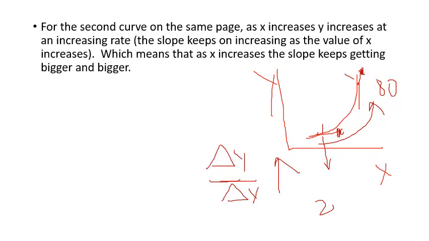So for the second curve on the same page, as x increases, y increases at an increasing rate. The slope keeps on increasing as the value of x increases, which means that as x increases, the slope keeps on getting bigger and bigger and bigger.